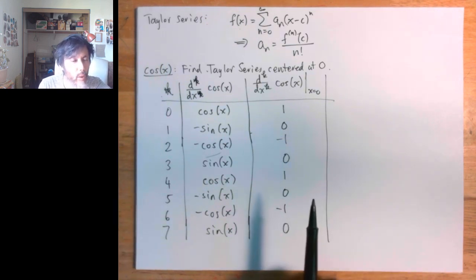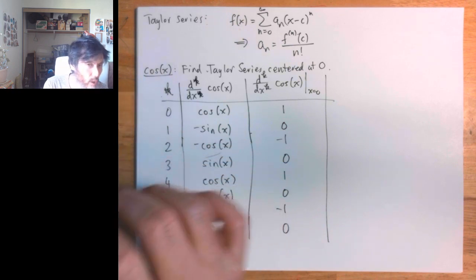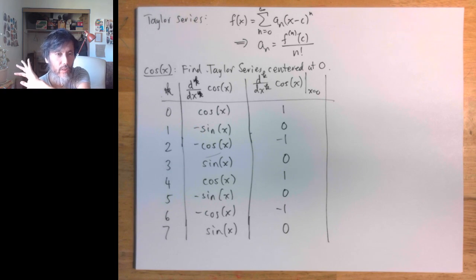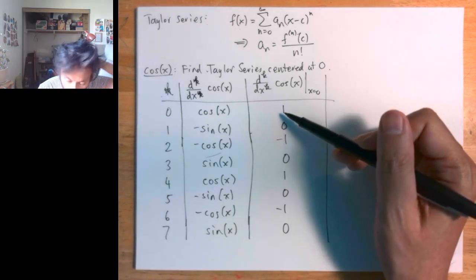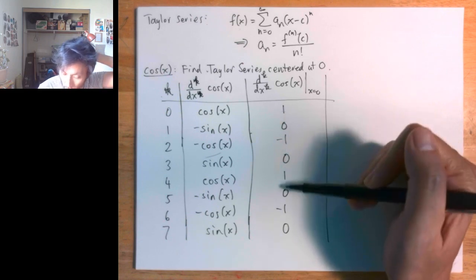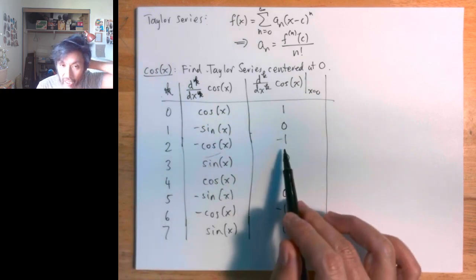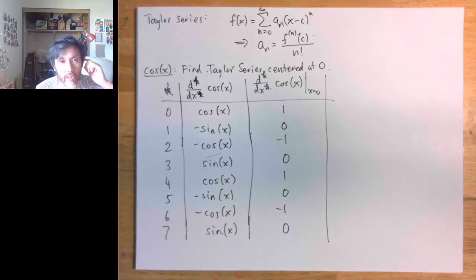Okay? So what we know is that every odd term in the Taylor series for cosine of x is going to have a coefficient of 0, right? So we might as well just not even write those. Okay, so we're not even going to write the odd terms down, basically. We're only going to care about the even terms. Now the even terms, again, they flip between 1 and -1, right? When k is 0, we get 1. When k is 2, we get -1 for this derivative, which, by the way, is the numerator of this coefficient.